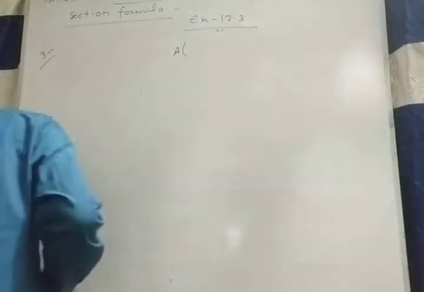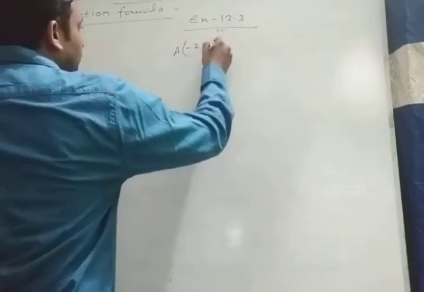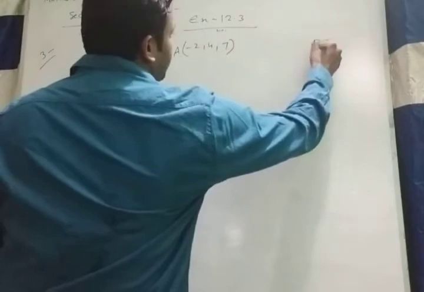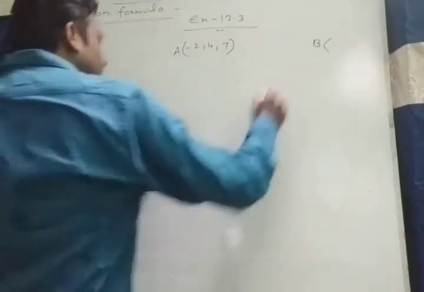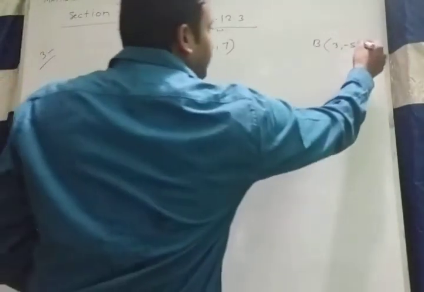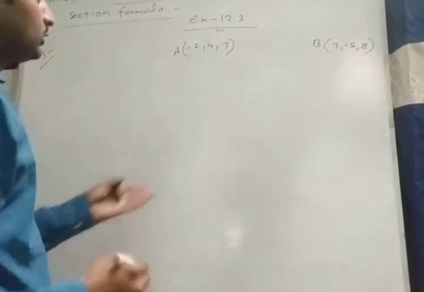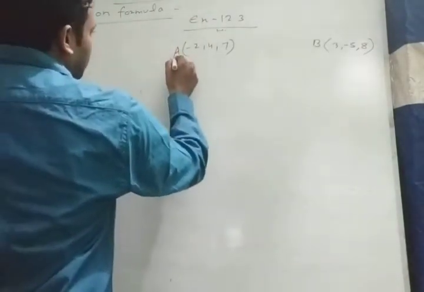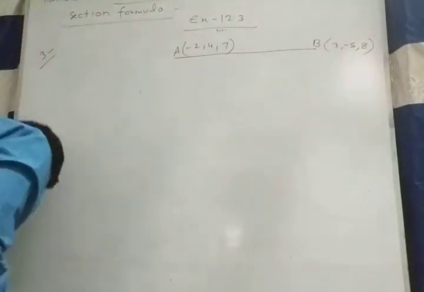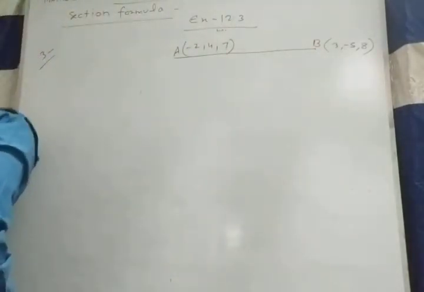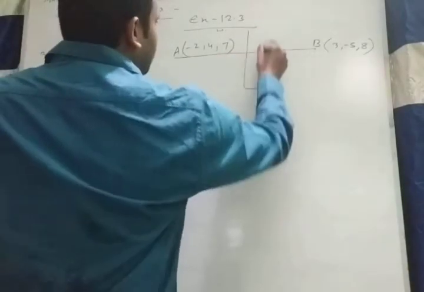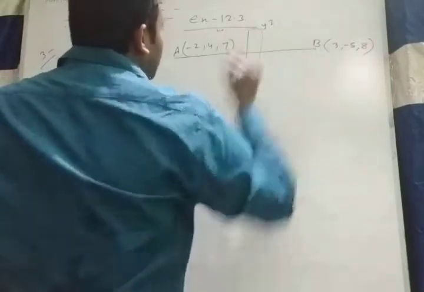Point A is (-2, 4, 7) and B is (3, -5, 8). These are the two points, and joining these two points gives the line AB. We have to find the ratio in which the YZ plane divides this line.